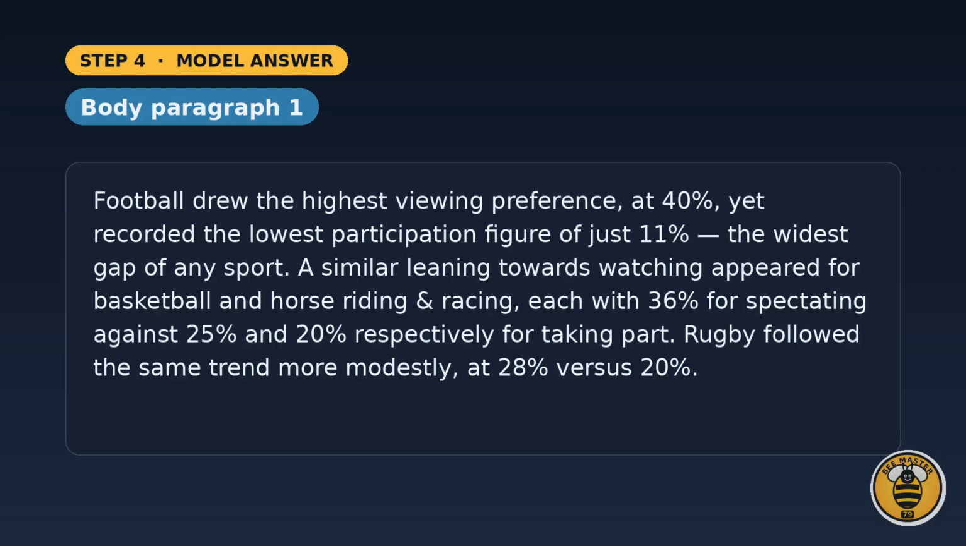The first body paragraph. Football drew the highest viewing preference at 40%, yet recorded the lowest participation figure of just 11%, the widest gap of any sport. A similar leaning towards watching appeared for basketball and horse riding and racing, each with 36% for spectating against 25% and 20% respectively for taking part. Rugby followed the same trend more modestly, at 28% versus 20%.